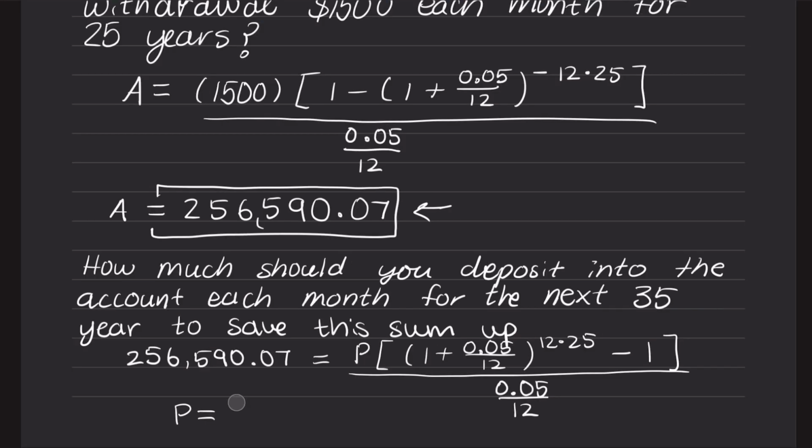We end up getting $430.87 is what we need to set aside each month for the next 35 years to be able to save up our desired amount of $256,590.07.